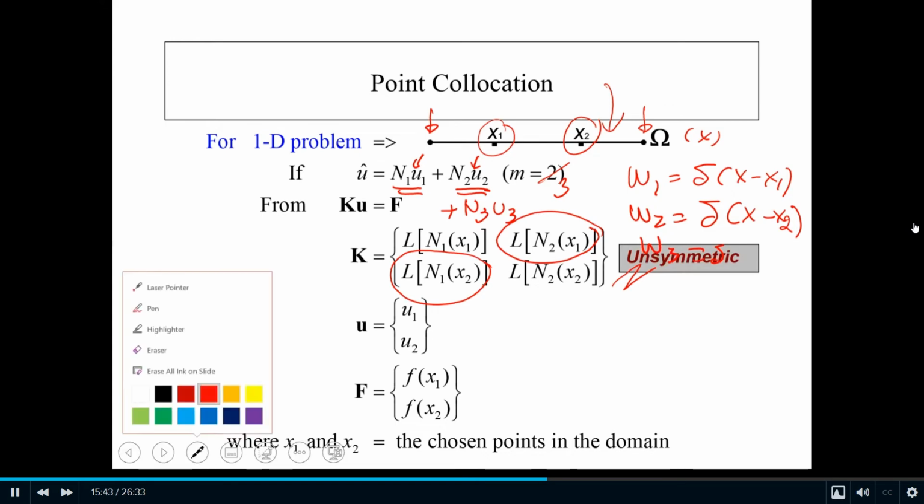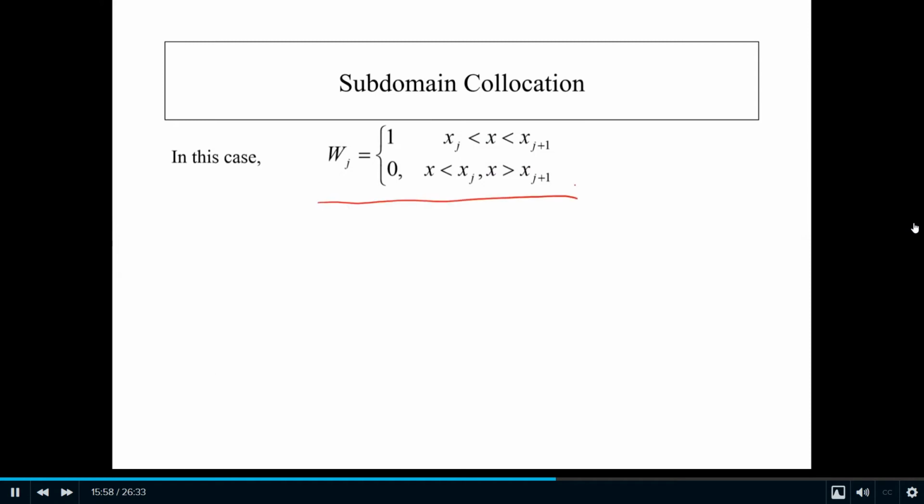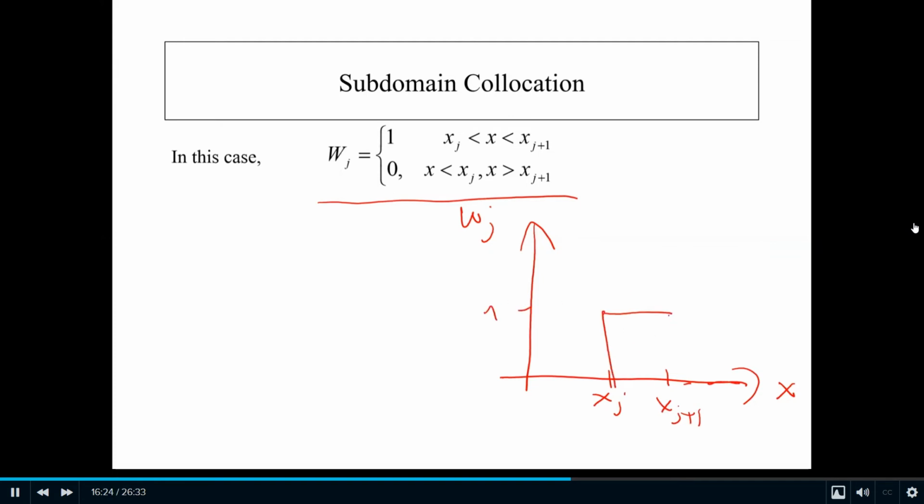Then we move to the next one, we call subdomain collocation. Okay, so in this one we choose the weight function like this. Okay, wj equals 1 in a certain region and 0 at the other points. For example, if you have this is wj and this is x, right? Xj is here. Xj plus 1 is here. And of course, you can have here and here. It would be equal to 1 only here, and 0 at the other points, whatever they are. Okay, so this is what we call subdomain collocation.